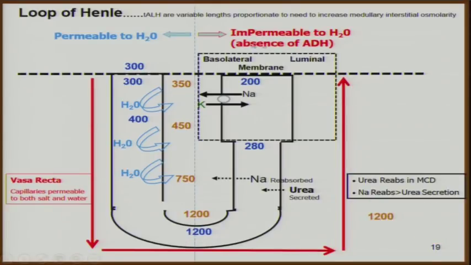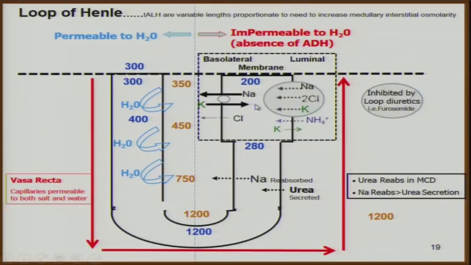If we look at the thick ascending limb, just to magnify it, we see the luminal co-transporters of sodium, 2-chloride, and potassium. Ammonium is also reabsorbed here, and there is potassium, which leaks back in and recycles because the potassium is going down the concentration gradient, and also gets reabsorbed. And chloride is also passively reabsorbed.